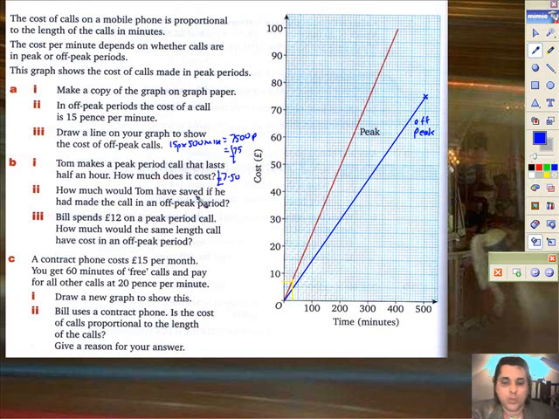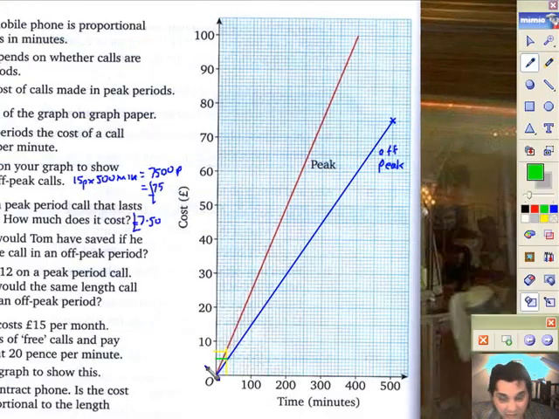How much would Tom have saved if he had made the call in an off-peak period? Well, half an hour off-peak. Again, if you look over here, I'm going to try and go green now. I'm going to go up to the blue line and turn left and come across here freehand. It looks like £5.